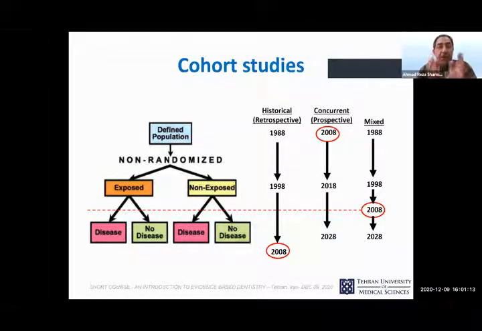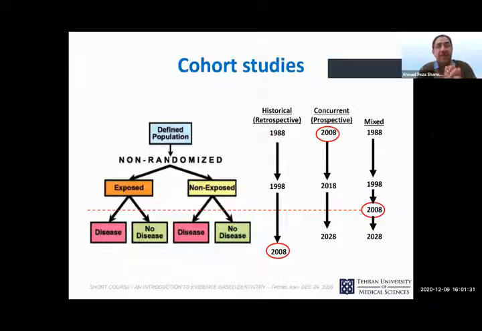So there are some designs to make them convenient and cost-effective for the researcher. We name them mixed cohort studies.